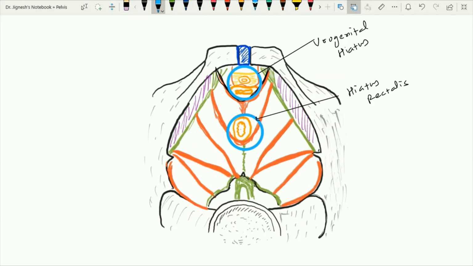One more opening is occasionally present, and this is the abnormal opening. It is present when the levator ani muscle fails to arise from the obturator fascia. So it may be present somewhere here, and this opening is called the hiatus of the squab. This hiatus of the squab is the gap present between the obturator fascia and the tendinous arch of the pelvic fascia, and sometimes the pelvic viscera may herniate into the corresponding ischiorectal fossa through this hiatus of the squab. So these are the three openings which are present within the pelvic diaphragm.